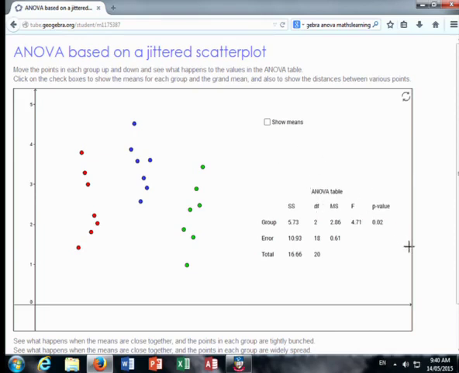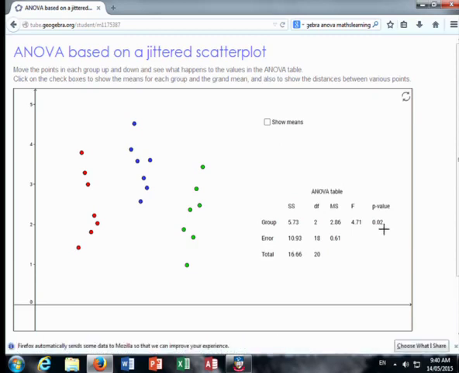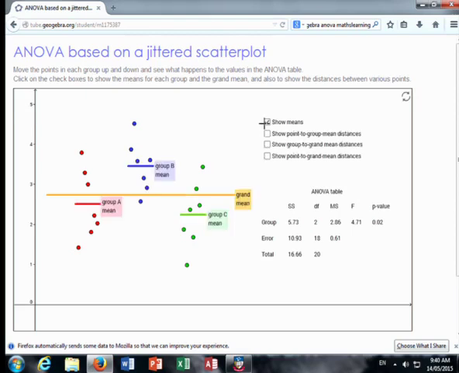So we'll see at the moment that the p-value is 0.02. So my computer has calculated that there is a significant difference, that whatever category is causing my groups to be different is having a significant effect on the outcome. I'm just going to show where the means are. So group A has a mean there with the red line, group B has a mean, group C has a mean, and there's the grand mean. And if I move the points, the means will move.